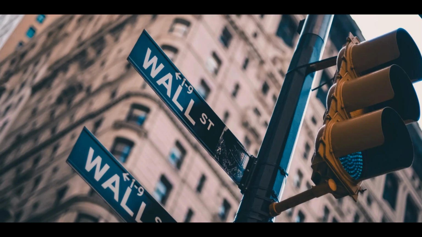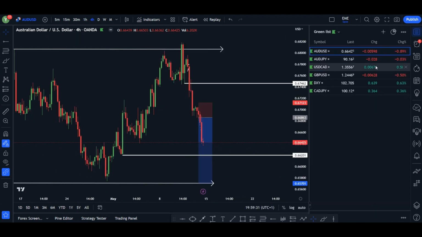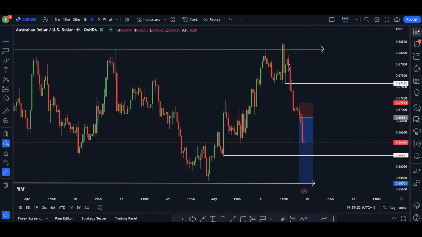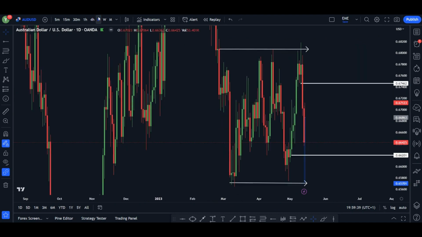So let's get into what we have for today's video. Inside of my screen right now, let's jump over to TradingView and take a look at trades which were taken on Friday. First off, I will have AUD USD. These are trades that were shared with the community. So AUD USD, let's take a look at the daily time frame.